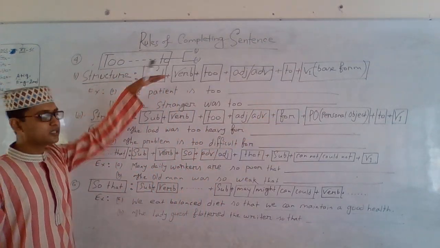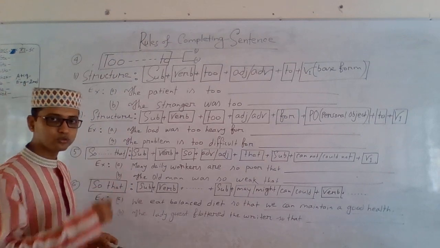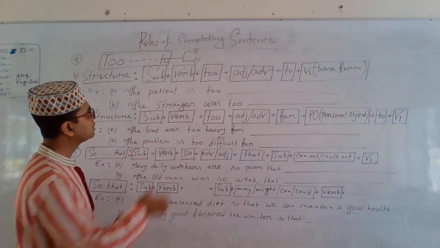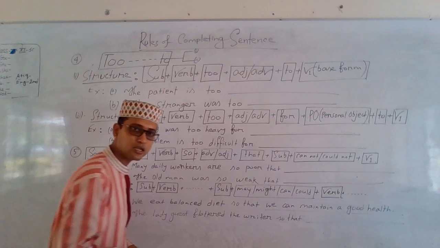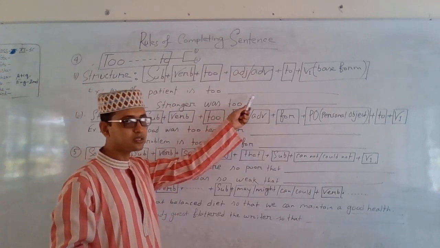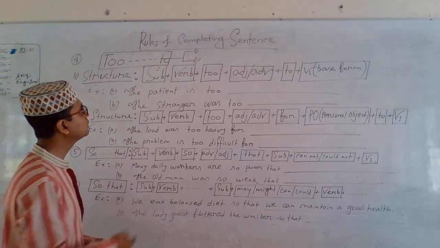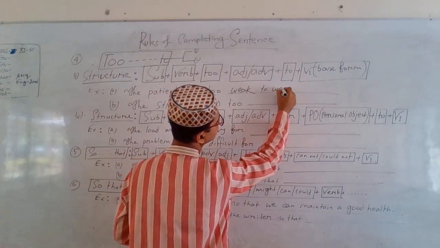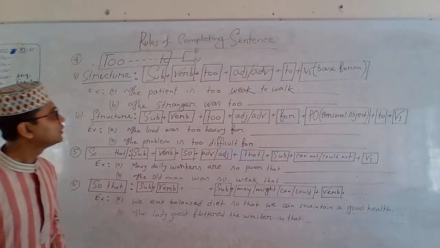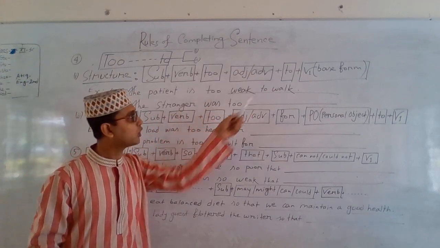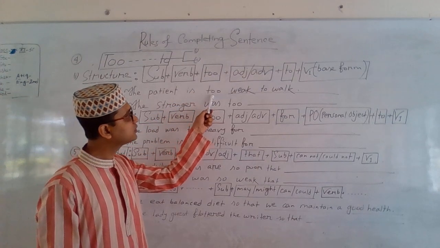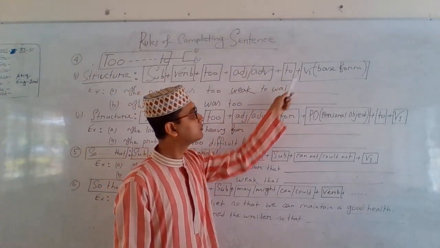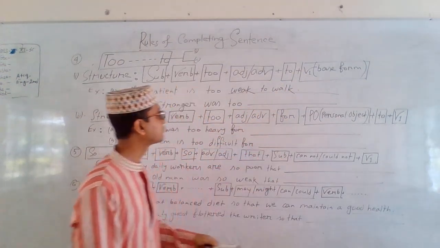Now, depending on the structure, we will try to complete some sentences. The patient is too... This is given here. The rest of the part is omitted, and you students will have to complete the rest of the sentence. How? The patient is too weak to walk. Very simple. According to the structure, too is here, weak is the adjective, and then to plus be1, the infinitive form.